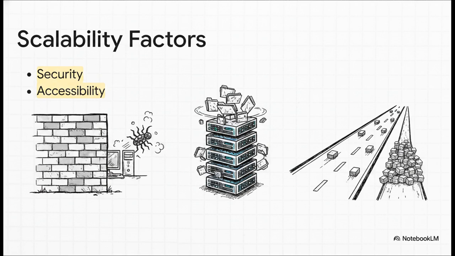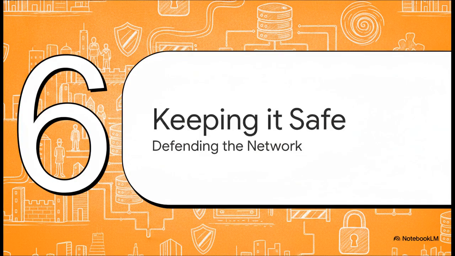Think of bandwidth like a highway. A few cars mean a smooth ride, but if you add hundreds of cars without widening the road, you get a massive traffic jam. As networks grow, we have to widen our digital highway with more bandwidth so devices don't just randomly drop offline. Which leads us to our final part, Section 6, keeping it safe, defending the scaled network.